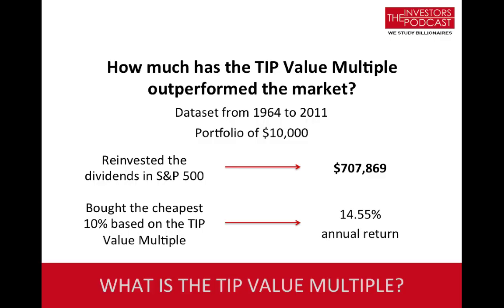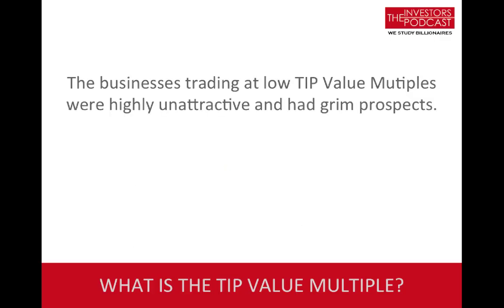If you, however, had invested with a TIP value multiple achieving 14.55% annually, you would end up with $6,788,354. The outperformance seemed almost too good to be true. So I started to research why the multiple performed so well. And surprisingly, the businesses trading at low multiples were highly unattractive and had grim prospects to say the least.